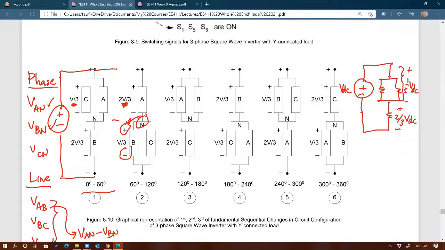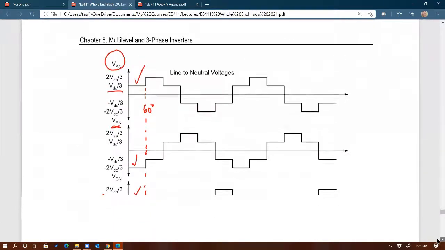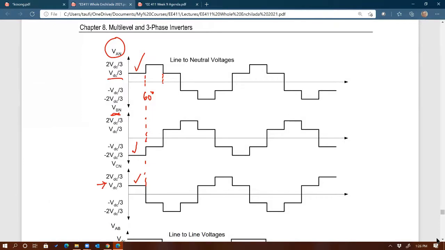So knowing those, I could now continue drawing the waveform. VAN is 2/3, positive, right there. So now you understand why, from 60 degrees to 120 degrees, the level of the voltage for VAN is 2/3 of VDC. And then the voltage for VBN is minus 1/3 of VDC. And the voltage for VCN is the same as VBN, minus 1/3 of VDC. Cool, isn't it?